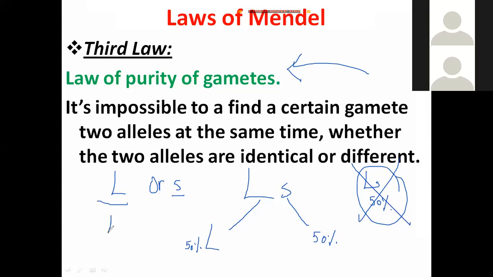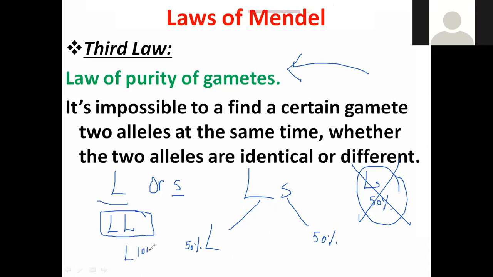Or if we have, let's say, LL, how many different types of gametes does it give you, Abbas? LL. How many different types of gametes? What do you think, Sarah Khalifa? LL, how many different types of gametes? It will give only one type of gamete, which is L 100%.